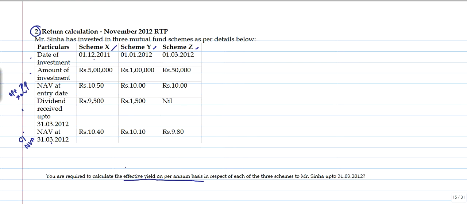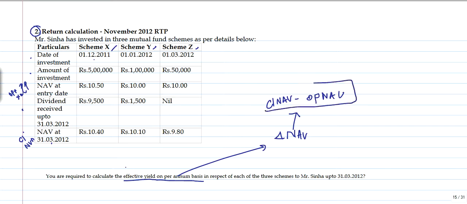So what is effective yield on per annum? Yield, we know, is whatever returns we get. It can be capital gain, appreciation because of changes in NAV. What is the change in NAV? Closing NAV minus opening NAV. If it is more than opening NAV, we will get capital gain, appreciation. We can have capital gain distribution, we can have dividend also. In this question, capital gain distribution is not given. Divided by purchase price, that is investment.